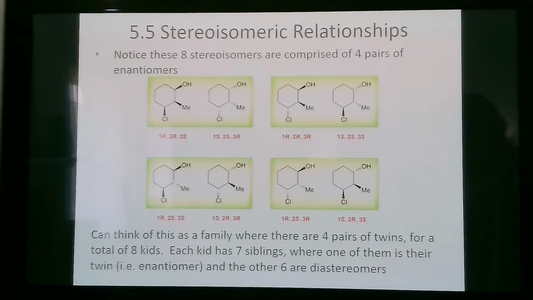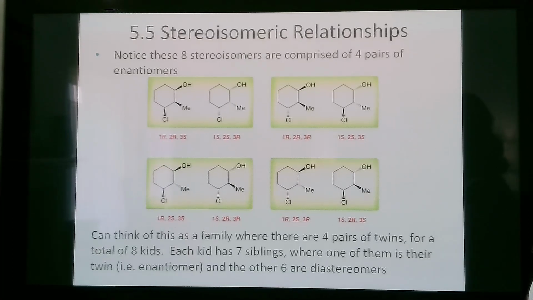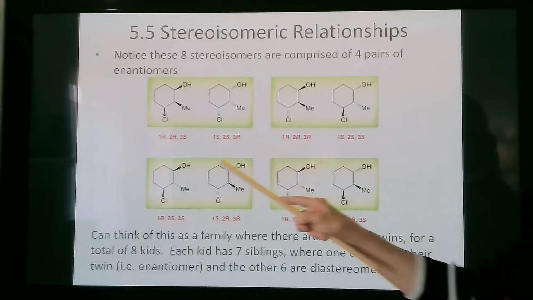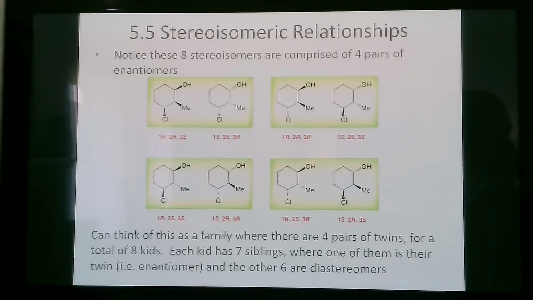So that would be 2 cubed: 2 times 2 times 2, so 2 taken to the 3rd power. 2 times 2 times 2 is 8. And indeed, you see the 8 here. And 8 is the maximum number of stereoisomers.